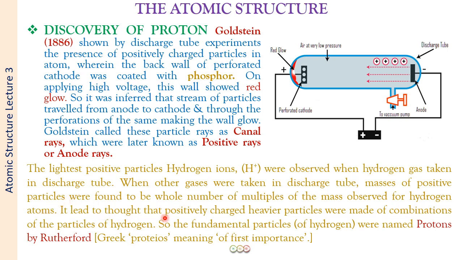This led them to think that positively charged particles are made up of a combination of the particles of hydrogen. So the fundamental particles of hydrogen were named protons by Rutherford because of the Greek word proteos, meaning of first importance. They were found to be the essential constituent of all the gases, all the positive particles that were striking. So the name proton.